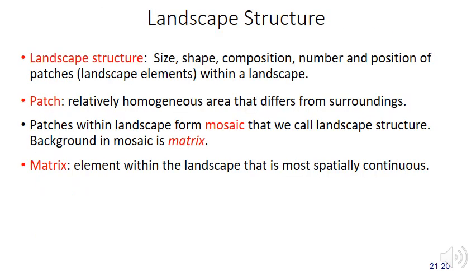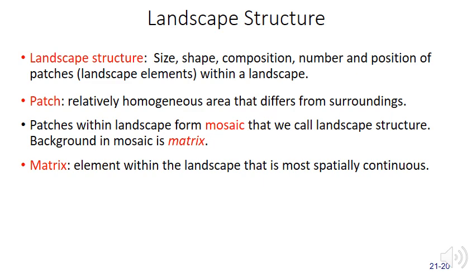So as we talk about the effects of organisms on landscape structure, it's time to define a few key terms relating to landscape structure. So we know that a landscape is a homogeneous area comprised of different patches. And the study of landscape structure, or the description of landscape structure, is to do with describing those patches. So it talks about the size, shape, composition and number and position of those patches within the landscape.